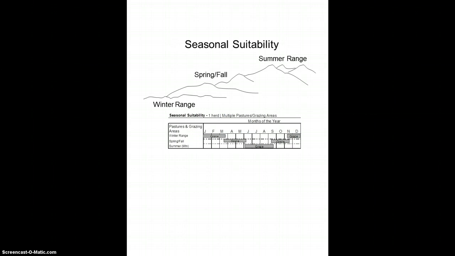Then they move to some spring-fall range, which is a little higher elevation and has some green material in the spring. They move to the highest range that's green in the summer. So this is called the follow the green or seasonal suitability system. It's really good for animal production because animals are always on green vegetation. It's also pretty good for the range as long as the animals are moved higher in elevation before the plants set seed. So this system can be quite good for both animals and plants. It's just that it requires a lot of territory.